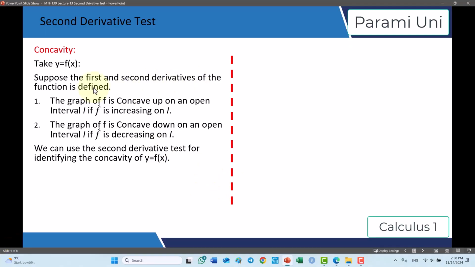Since the second derivative of the function is defined, we can use the second derivative of the function in order to check the concavity of the function.